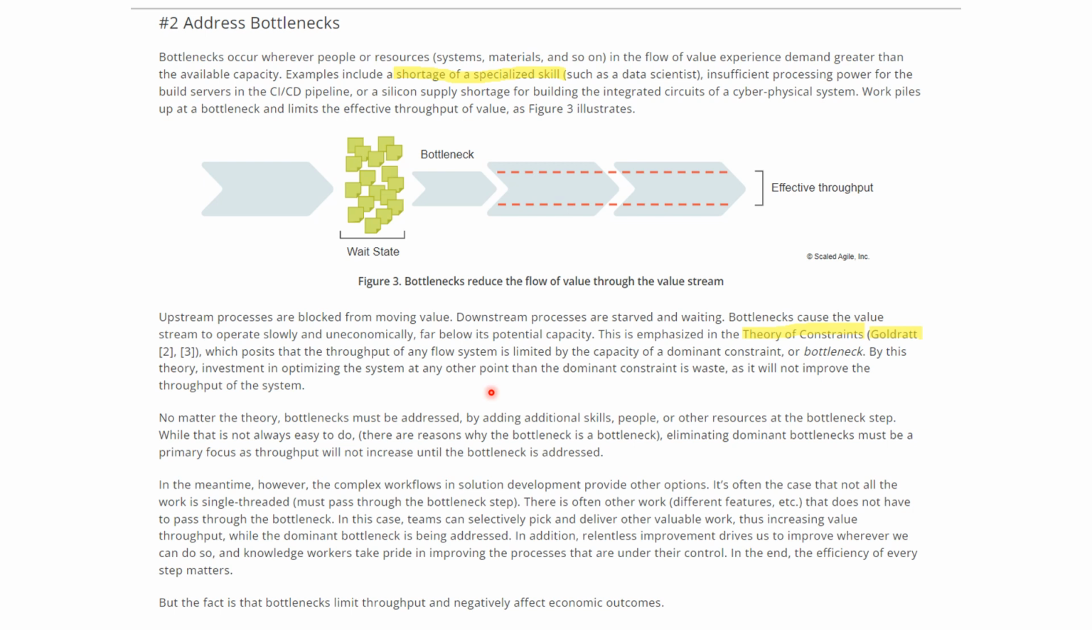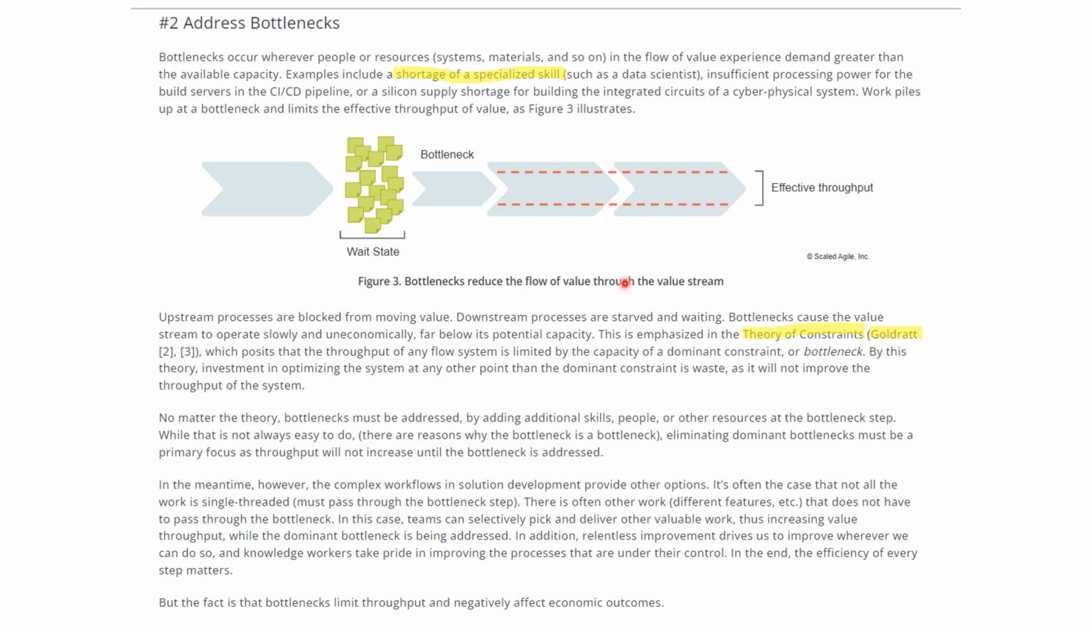There is no other way you can improve the throughput of the system, right? So no matter the theory, bottlenecks must be addressed by adding additional skills or people or other resources at the bottleneck step, or you have to remove the queue, whatever way it is. While this is not always easy to do, there are reasons why the bottleneck is a bottleneck, right? So eliminating the dominant bottleneck must be a primary focus, as throughput will not increase until the bottleneck is addressed.